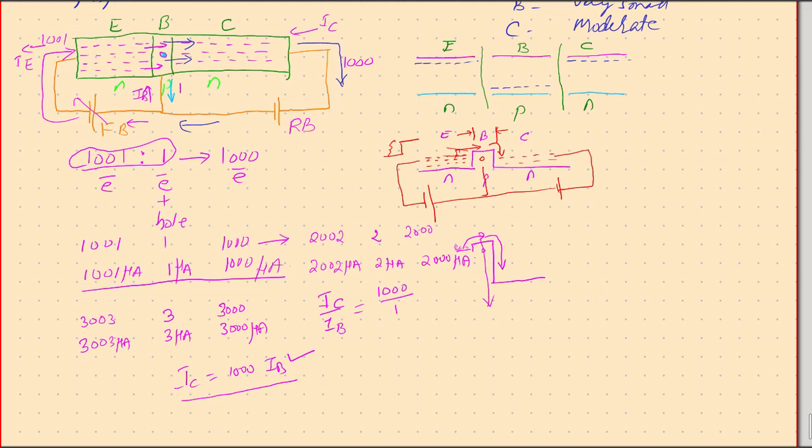So if IB is assumed to be your input and if IC is assumed to be your output, then you can say, looking at this whole argument, that whatever be the input, the output will be 1000 times larger. So that's the main contribution of a bipolar junction transistor. It amplifies the current.